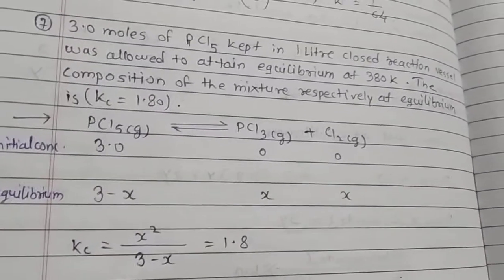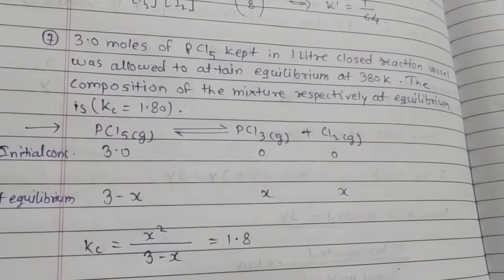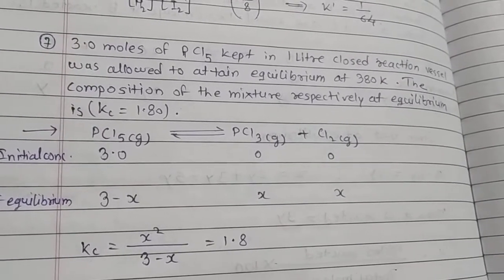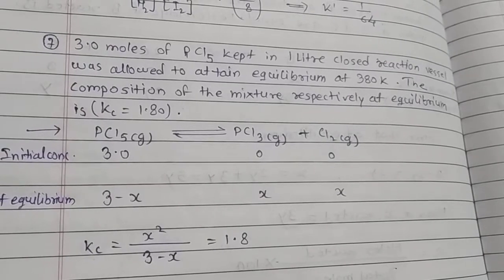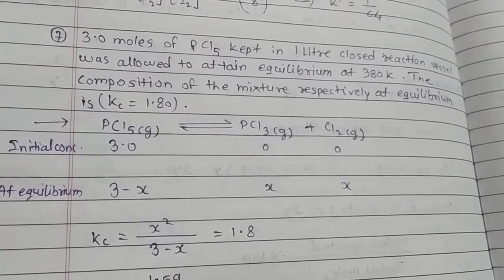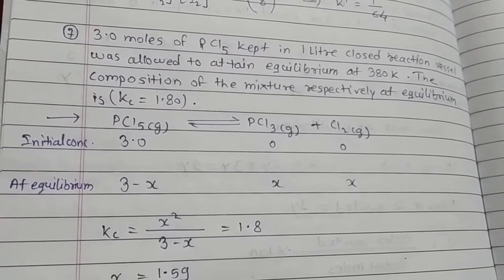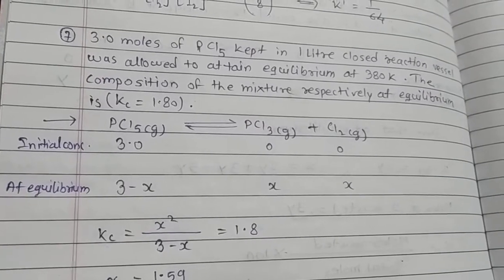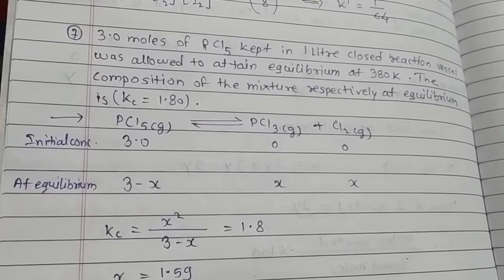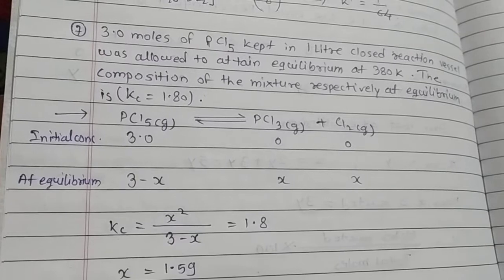Now let's see the second numerical. So seventh one: 3 moles of phosphorus pentachloride kept in 1 liter closed reaction vessel was allowed to attain equilibrium at 380 Kelvin. The composition of the mixture respectively at equilibrium is. So they have given Kc and they have given moles of PCl5, which is reactant. So that is nothing but the initial concentration of PCl5. Then PCl3 and chlorine is 0 because they are products, so initial concentration of them will be 0.